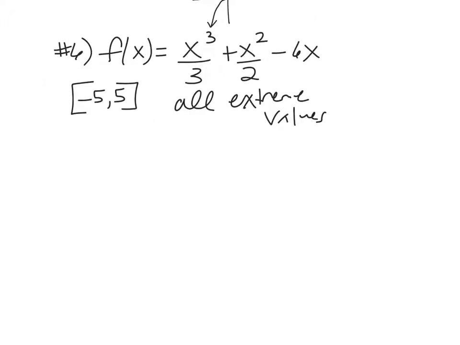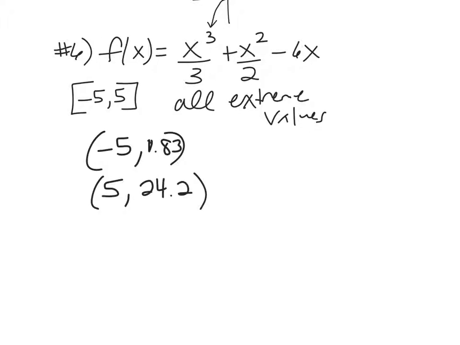For me, I like to start with the endpoints. So I'm going to take -5 and plug that in. And I get a fraction. Do you get a fraction? 0.83 repeating. That's what I got. So, 0.83 or a fraction. And then when you plug in 5, you get 24.2. Are those the numbers you got? Okay.